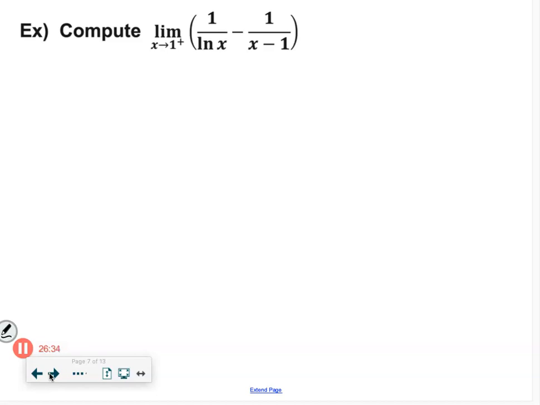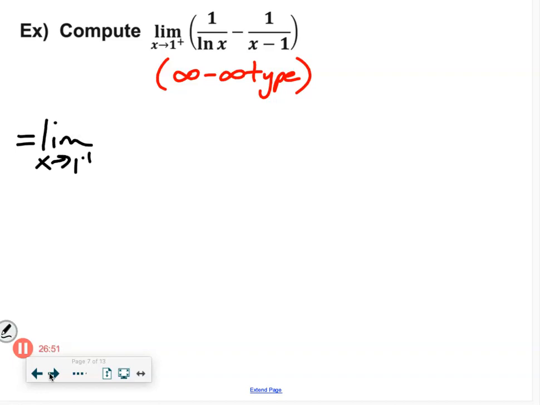All right. So what we end up with, let me write the type. This is an infinity minus infinity type. What do we do when we have infinity minus infinity? Well, lucky for you, these are both fractions, so we just combine the fractions. Take a second and combine those fractions. LCD.